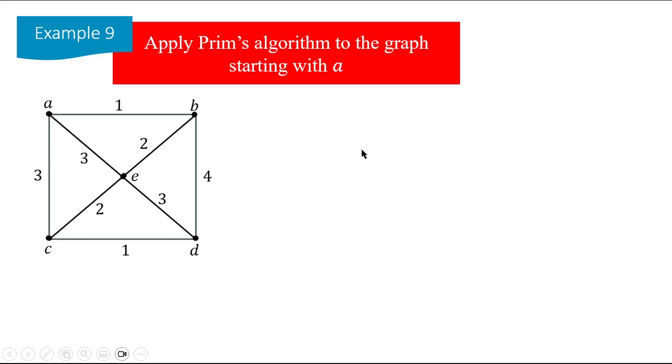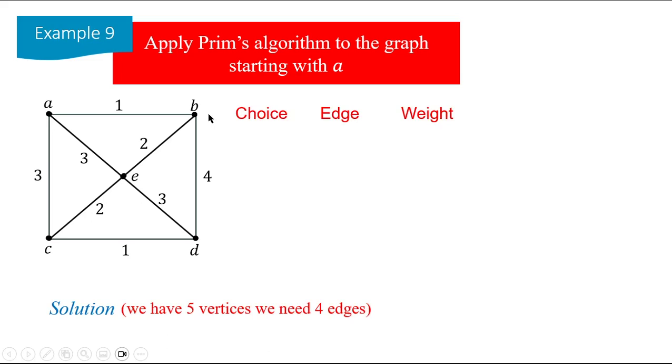Example 9. Apply Prim's algorithm to the graph starting with A. So start with A. So I have to take this one for sure. Now, I can't take this one, okay? I have to take something connected to these points here. So I have the 2 and the 3 and the 3 that I have to take the 2.